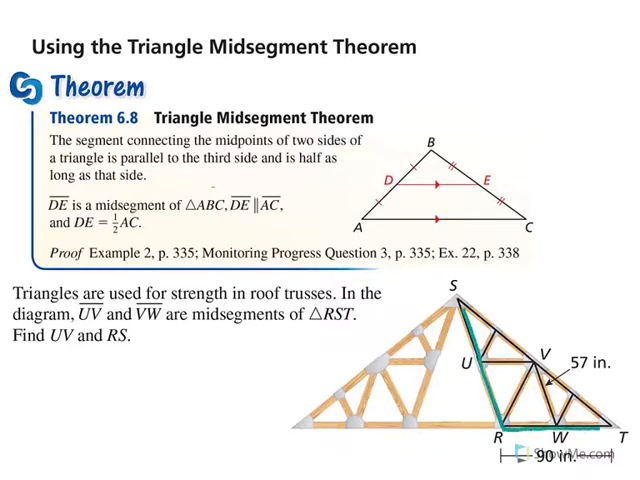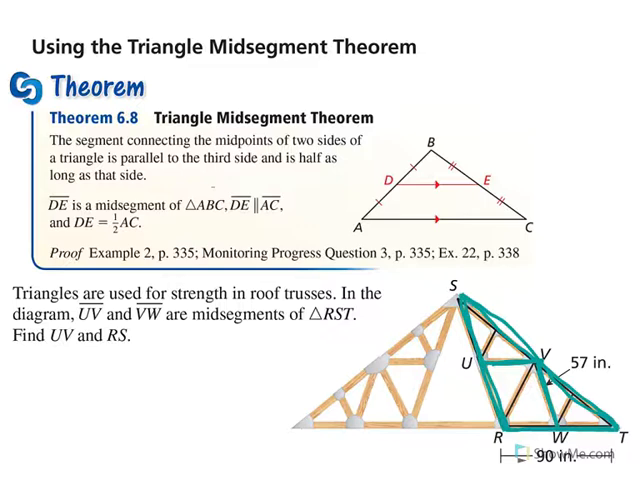We're talking about this triangle on the outside. It says triangle RST. Okay, it's just the big one going all the way around on this side. It tells us that UV and VW are mid-segments. Okay, so we have one mid-segment here, and we have one mid-segment here. It wants us to find what their lengths are.